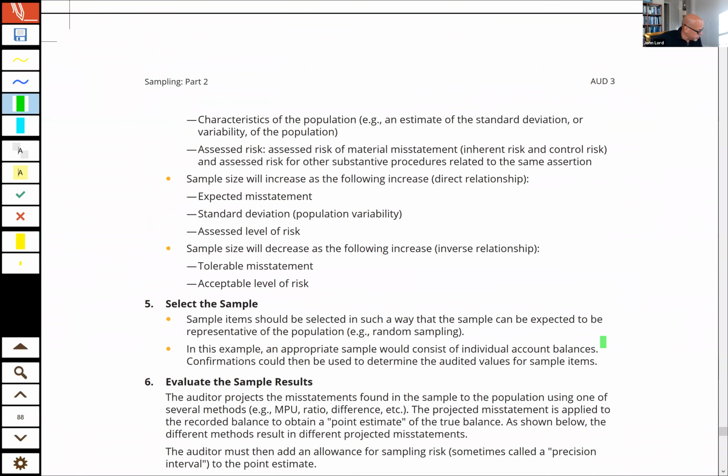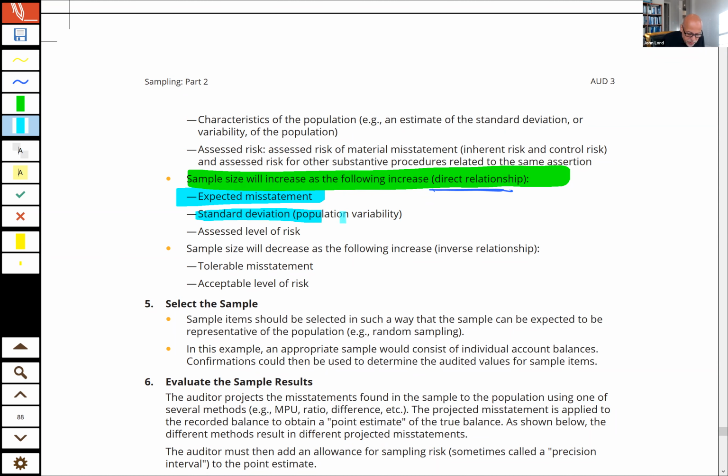So let's just take a look. Sample size will increase as the following increase, which is a direct relationship. Expected misstatement: you're going to have a larger sample size for your substantive testing. Variability in the population, standard deviation: more standard deviation, you need a larger sample size. Assessed level of risk: you need a larger sample size.